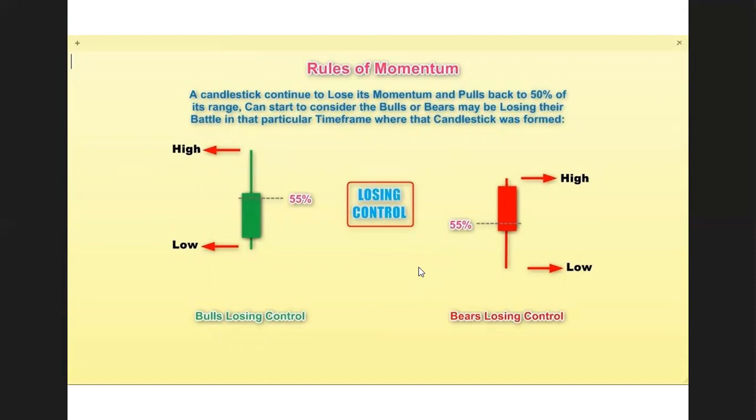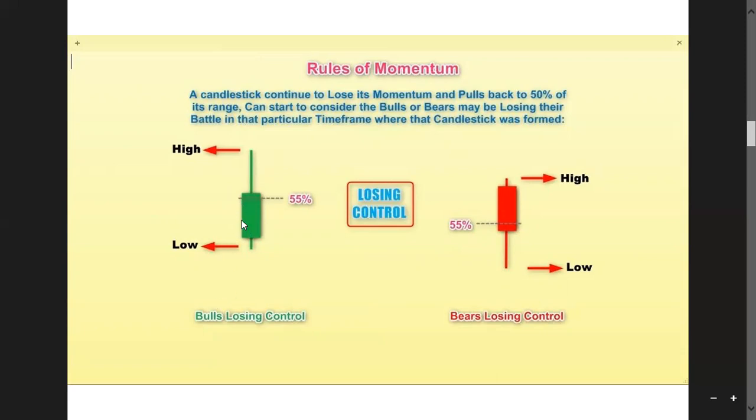When we see a candle that is rejected, with a wick that is 45 to 55% of the body. That is a body: if a candlestick moves from here to here, it creates a 100% body. When it rejects from this level, we can see that this wick is 45 to 55% of the body. That is the first sign that bulls are losing control.